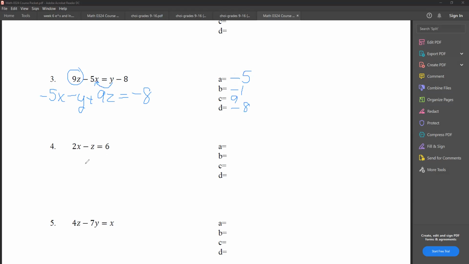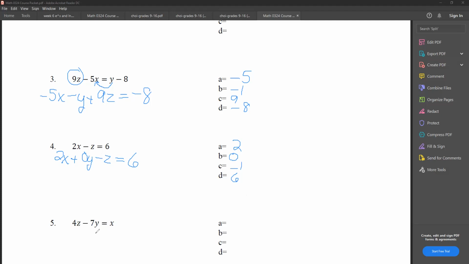Okay. So with this equation, you'll notice you have an x and a z. You don't have a y. So all you're going to do is treat this as 2x plus 0y, because 0y is just 0. So for my coefficients, they'd be 2, 0, negative 1, 6. Okay, so if it's missing a variable, just put a 0 in there.